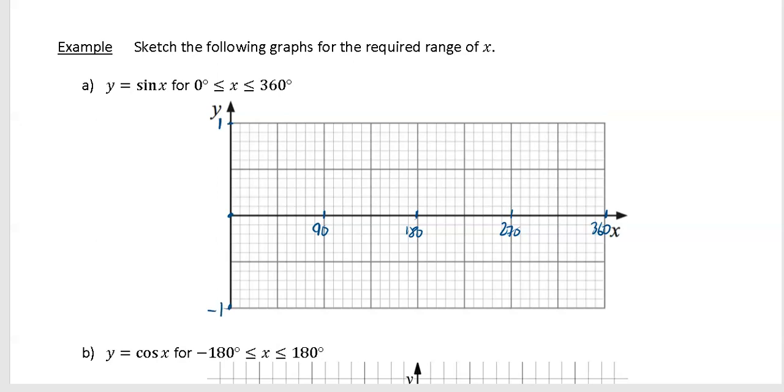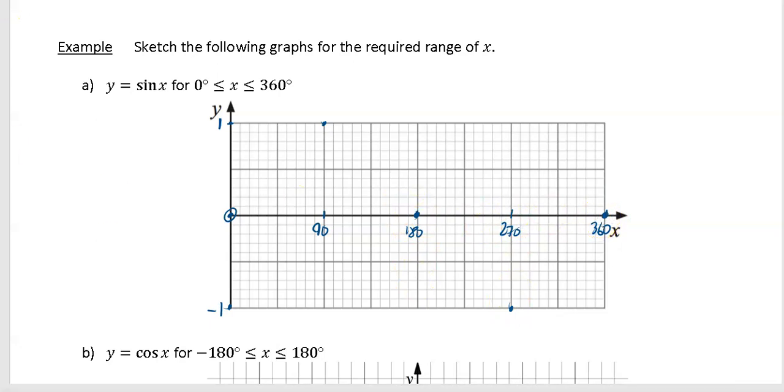Then I do sine of 0 is 0. Sine of 90 is 1. Sine of 180 is 0. Sine of 270 is minus 1. Sine of 360 is 0. So I've got points, you can see them here: 0 at 0, 1 at 90, 0 at 180, minus 1 at 270, and 0 at 360. So I'm going to pause the video and I'm going to do my best to draw this as best I can.